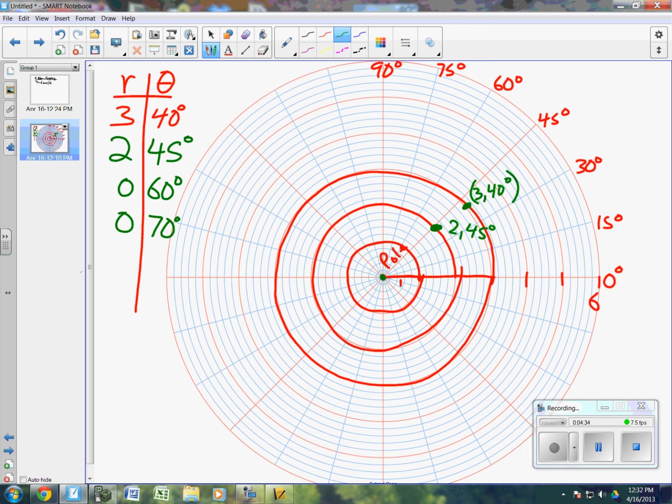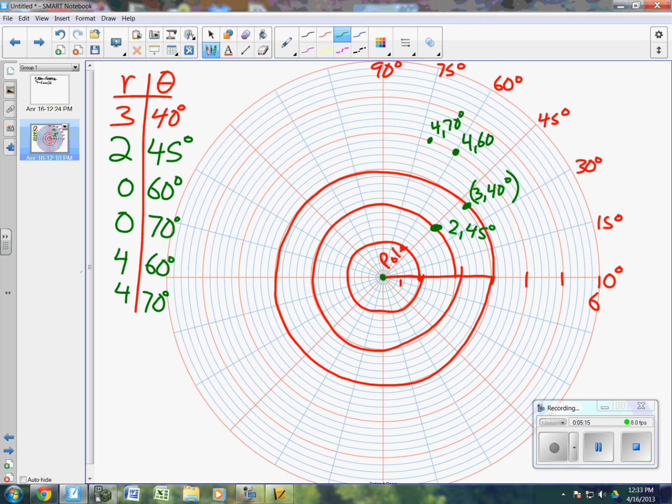Okay. Graph 4, 60 degrees and 4, 70 degrees. Here's 4, 60, and here's 4, 70. 70 is about right there, right? 4 comma 60, 4 comma 70 degrees, right? Okay, any questions so far?